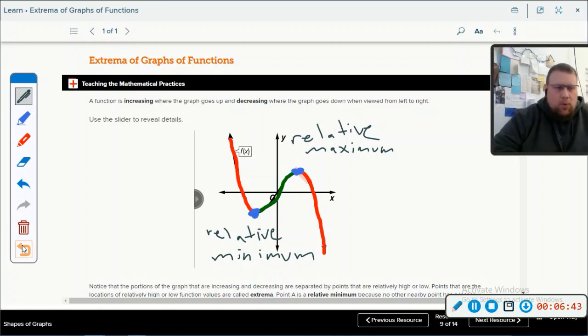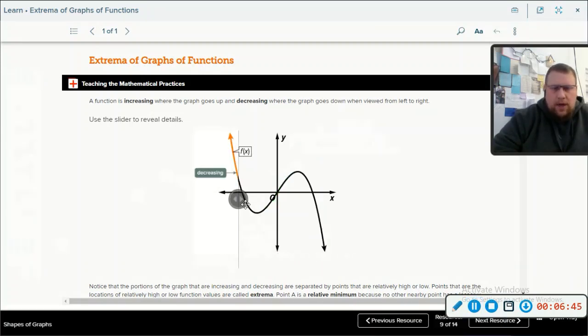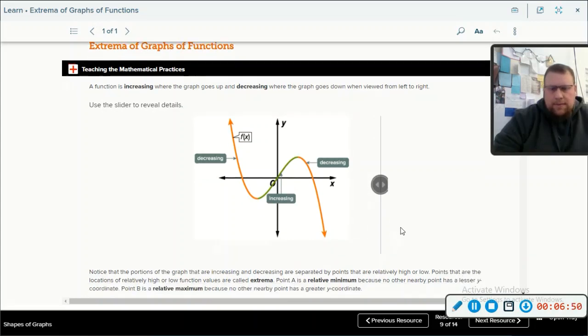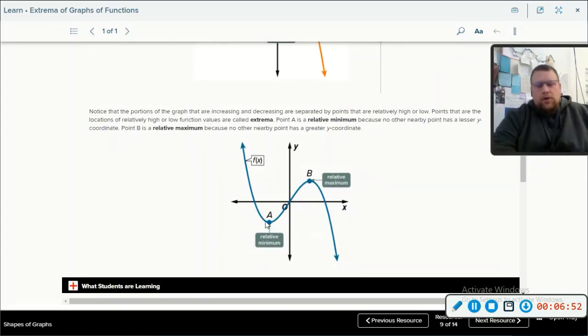All right, I'm going to erase this, but let's go ahead and move the slider. You see the same thing I just pointed out, right? Where it's decreasing, increasing, decreasing, okay? And down here, we call those points the relative minimum, and again, the relative maximum.